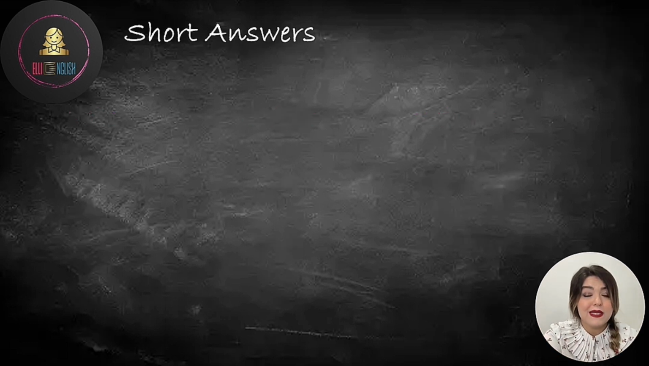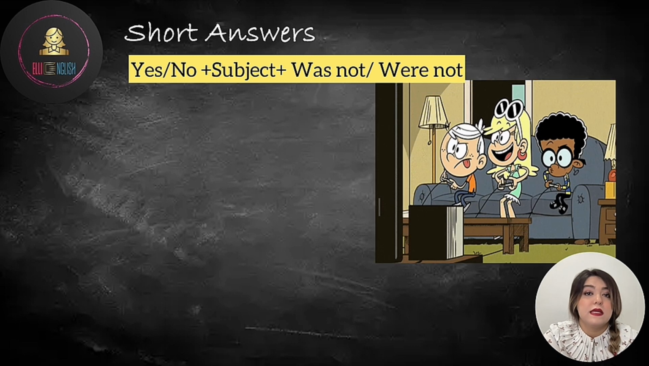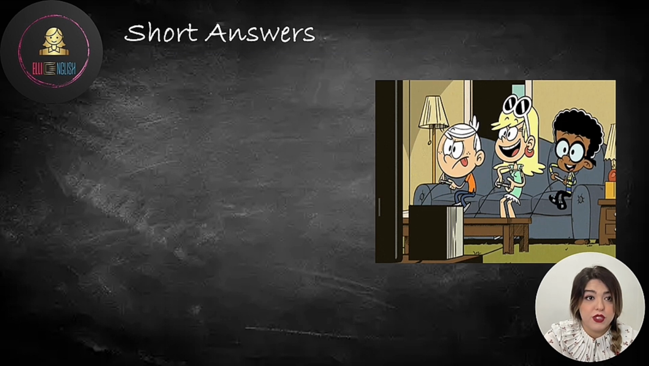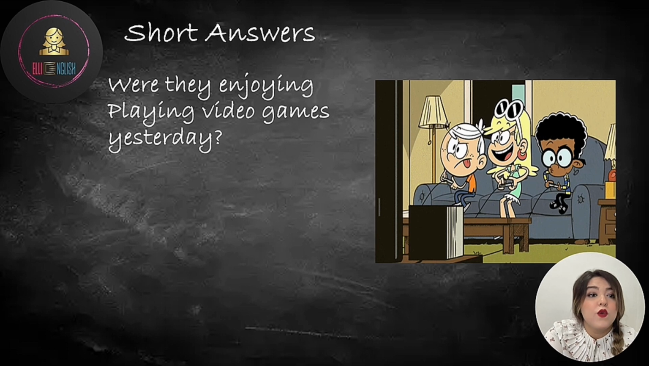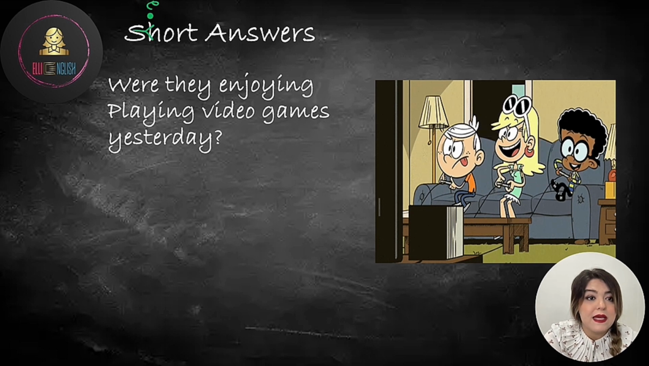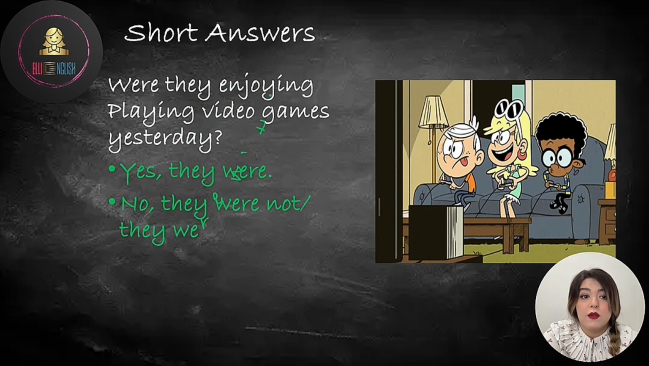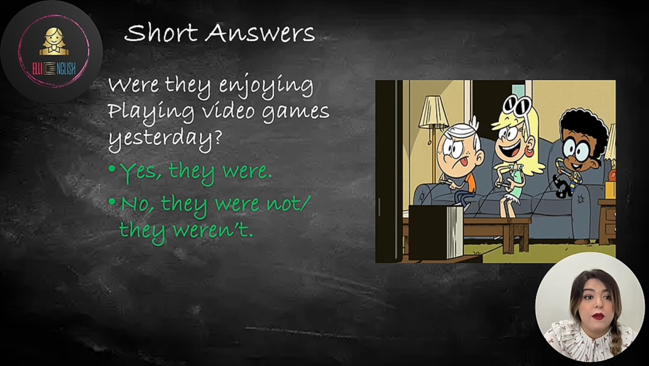Now, to give a short answer to the question in past continuous tense, the only thing you need to do is to put yes or no, then your subject, and then your to be verb, was or were, depends on your subject. Look at the example. Were they enjoying playing video games yesterday? Can answer yes, they were, or no, they were not, or no, they weren't.